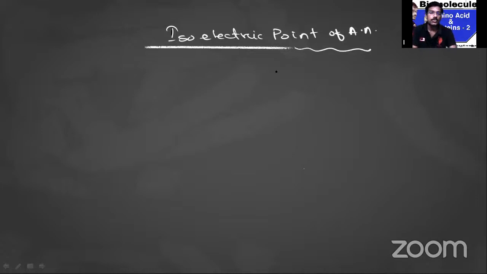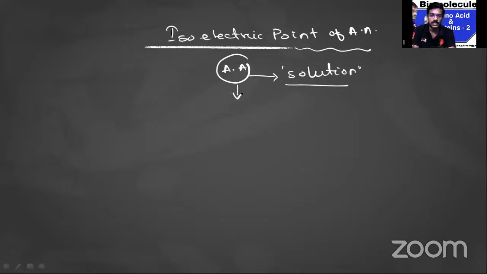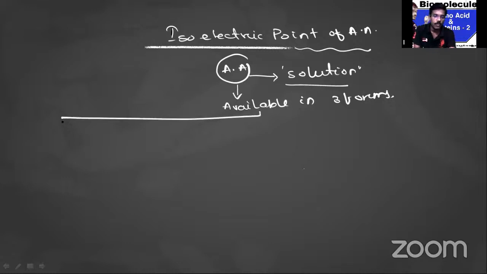What is the meaning of isoelectric point of an amino acid? As you know, if we put the amino acid in a solution, the amino acids will be available in three different forms. One form is the acidic form, the second one is the basic form, and the third one is the neutral form. Okay, so let's see here.